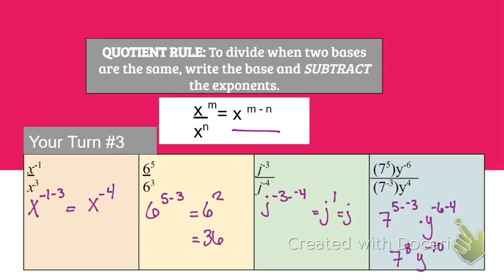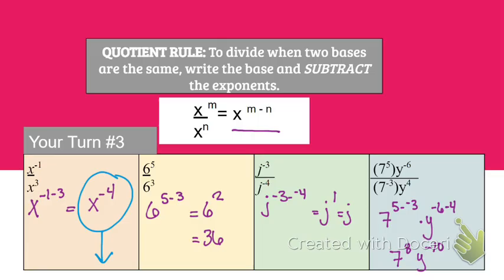All right, so now that you've had a chance to try these, let's see what you've come up with. Again, for the first one, coming up with x to the negative 4th, we're going to talk a little bit more about what to do with these negative exponents. So if that's what you have for now, that's okay, but we're going to deal with that negative exponent shortly.